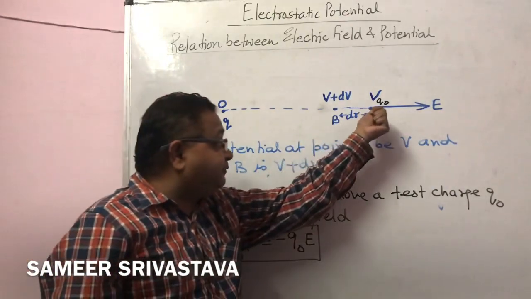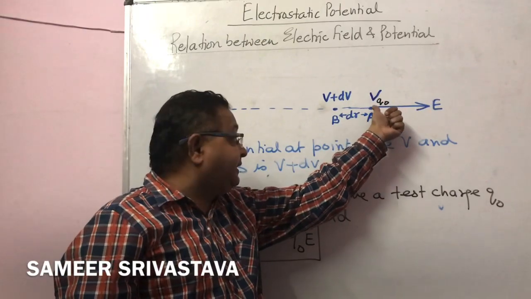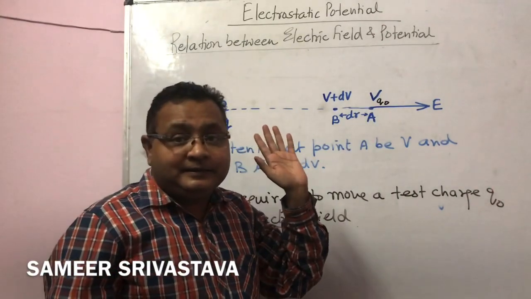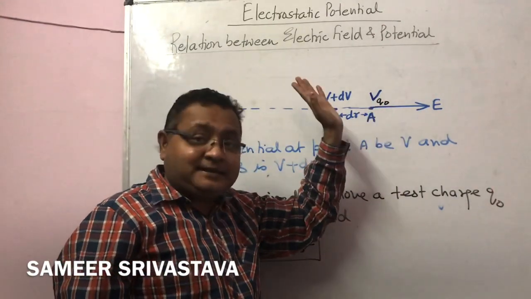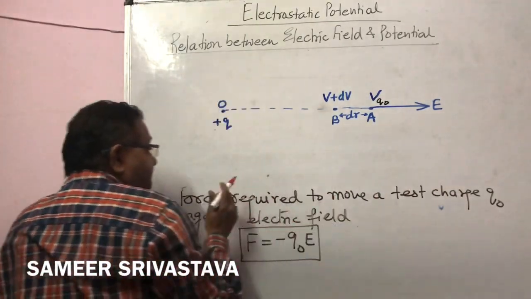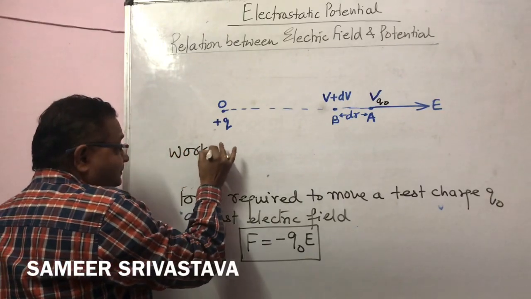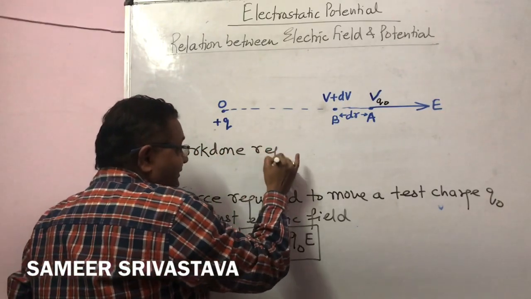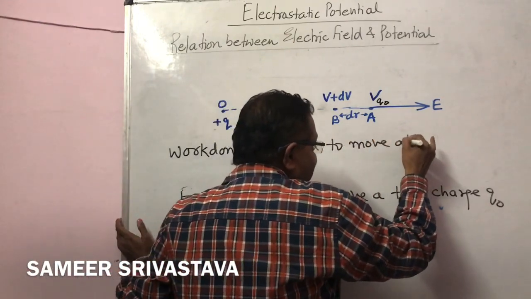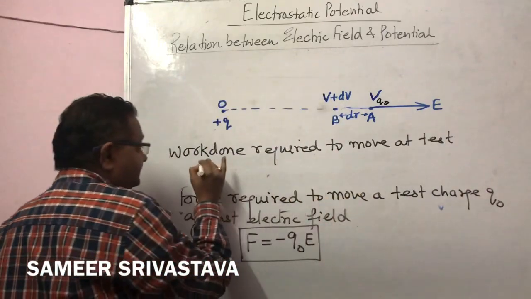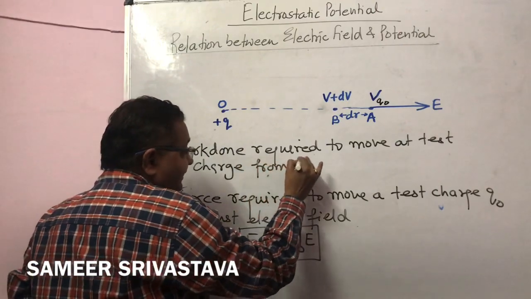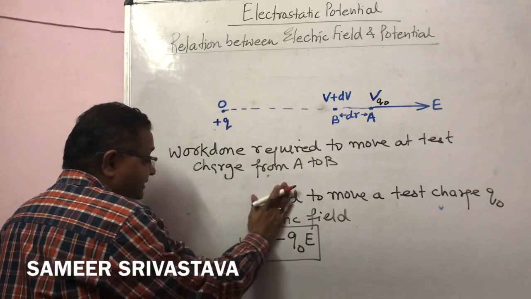Now if a test charge moves from point A to B against this electric field, there should be work done. So what amount of work done is required to move a test charge from A to B?